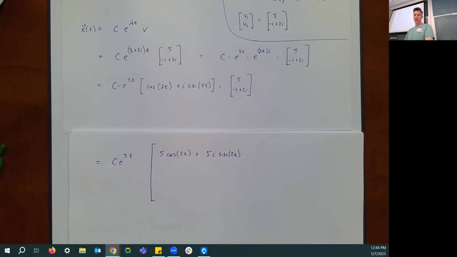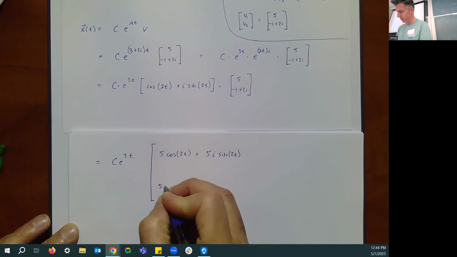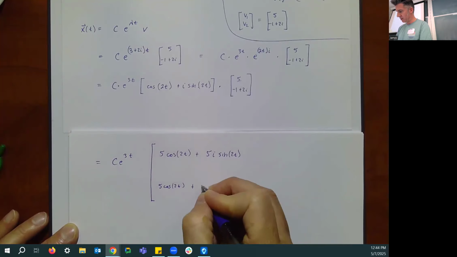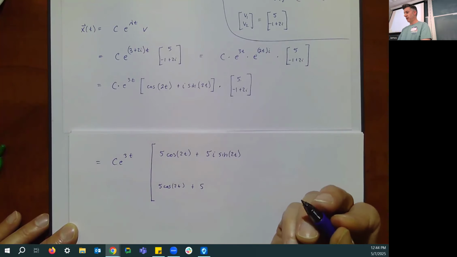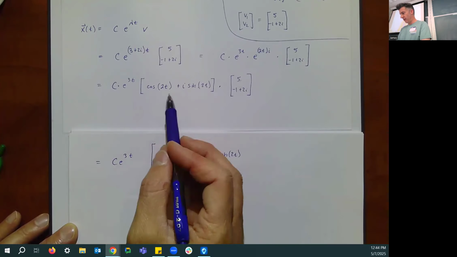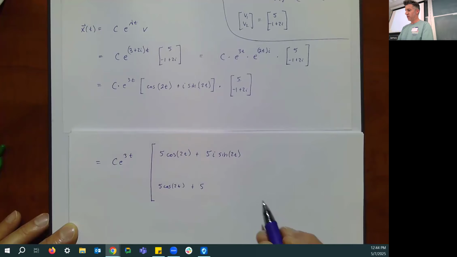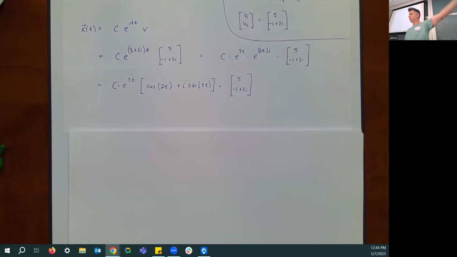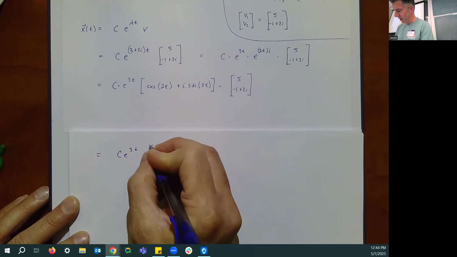That one's fine. The next part's a little bit grosser. It's going to be 5 times cosine of 2t and then 5 times i sine of 2t. That's not right, that's a mistake there. I'm multiplying this stuff by the second component there. I don't know why I was multiplying by 5. That's crazy, so apologies there. Let me try that again. Sorry about that. Trying to multiply this out the right way.